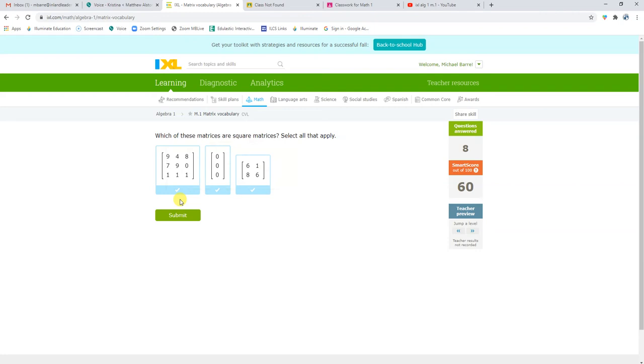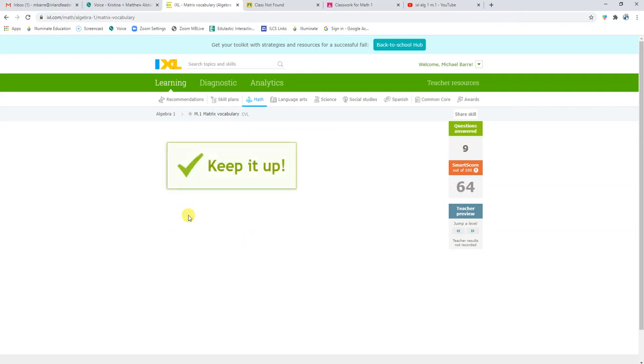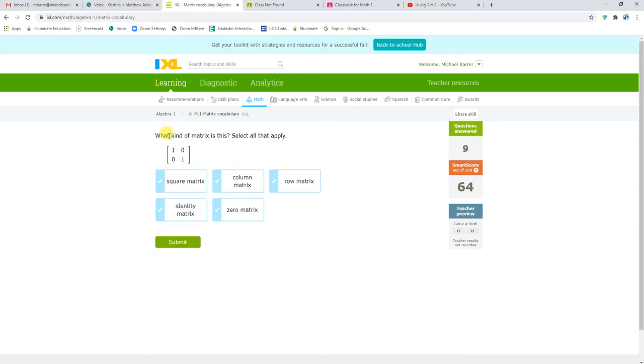Which of these matrices are square matrices? Okay, this is the only square. This is a square matrix, and that's a square matrix. This is just a column. What kind of matrix? It's a square, definitely a square matrix. It is an identity matrix, right? Because it's 1 by 1. It's not a column. It's not a row. It's not a zero. A zero matrix would all be zeros in it.